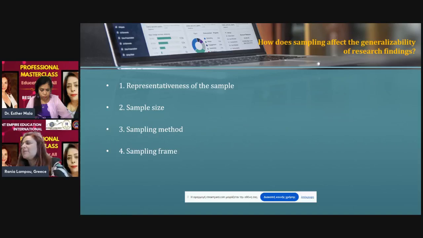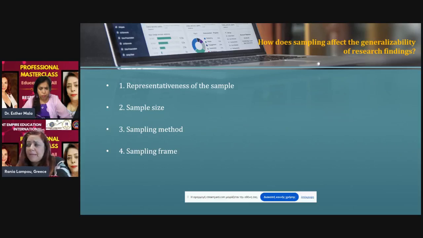The sample size. Larger samples tend to provide more reliable and stable estimates, increasing generalizability. On the other hand, very small samples may not capture the diversity of the population, limiting the applicability of results. The sampling method. Random sampling means every member of the population has an equal chance of selection. So this maximizes generalizability, of course. And non-random sampling, this risks biases and reduces generalizability.